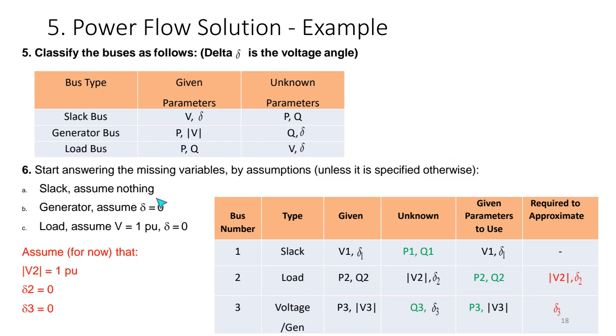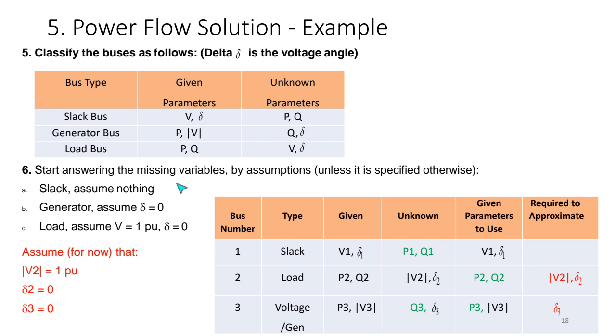Okay, as we discussed, this is an initialization. This table above shows the initialization of the network. For the slack bus, V and delta are as given, and P and Q are unknown parameters that will be defined at the end of the load flow. For the generator bus, P and V are assumed, and Q and delta will be calculated. For the load bus, P and Q are given values, and V and delta are unknown, which we are able to find out.